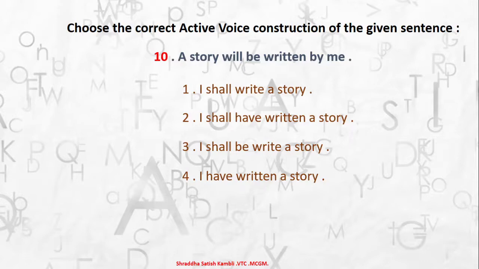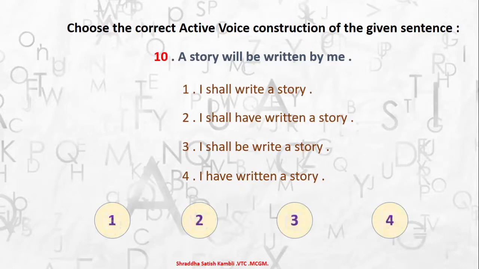So, again, pay attention to the tense. So, what will be the right answer? It will be option number 1. I shall write a story. This is something you're talking about the future. I have not written anything. Okay? But I'm saying that I shall write a story, or I will write a story. Alright? So this was pattern 2 for you, where you chose the correct active voice construction of the given sentence.